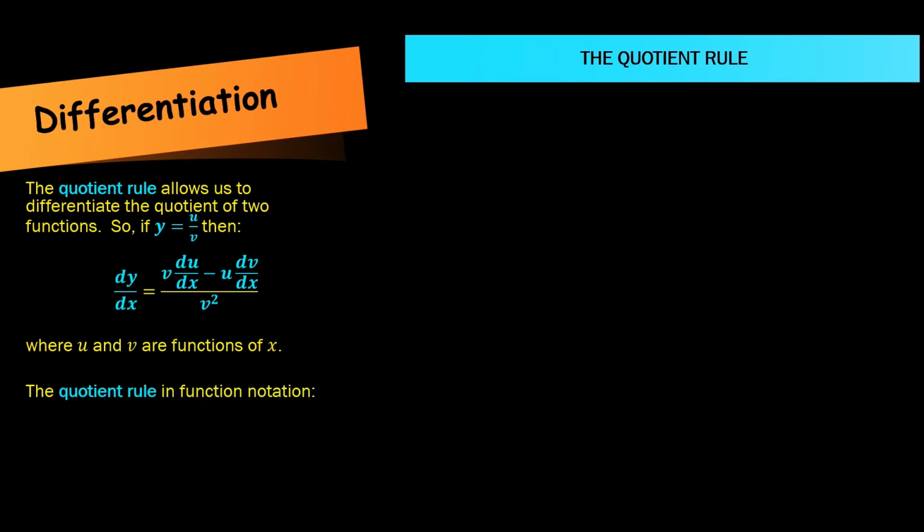The quotient rule in function notation is as follows. If f of x equals g of x over h of x, then f dash of x equals h of x times g dash of x minus g of x times h dash of x all over h of x squared.